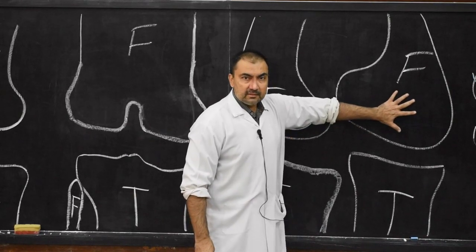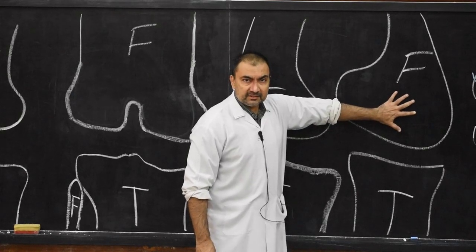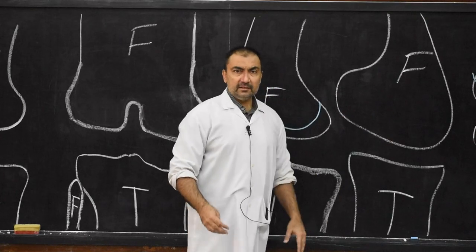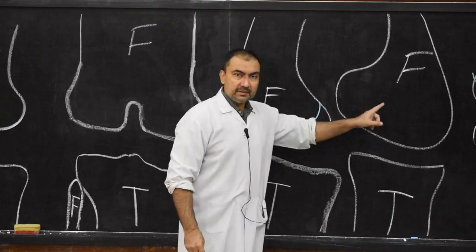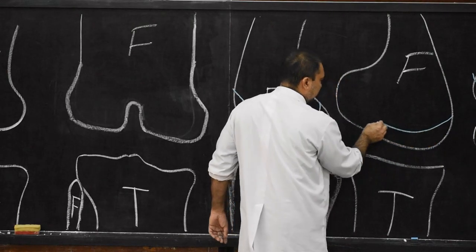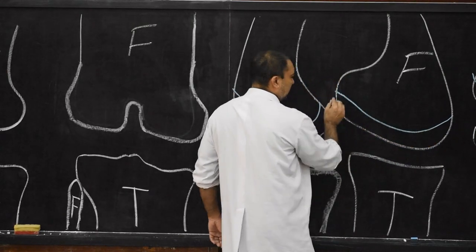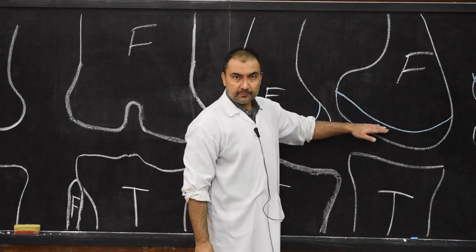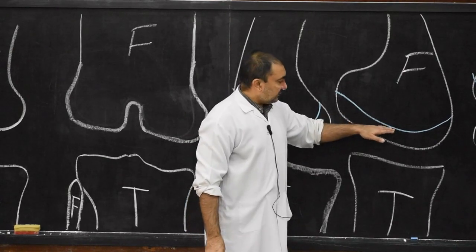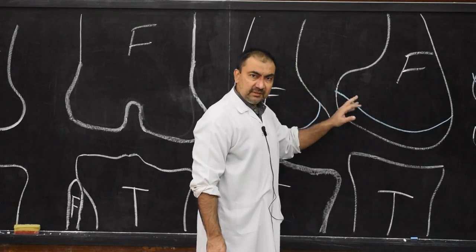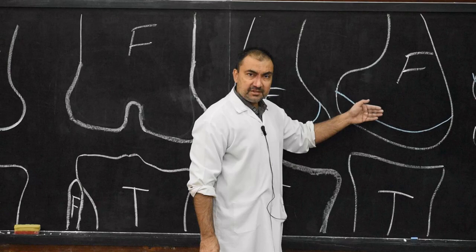Laterally, on the lateral surface of the lateral condyle. So this is the lateral condyle, lateral surface. On the lateral surface of the lateral condyle, same as medial, here also this will be attached 1 centimeter above the articular margin. And it will cover the lateral surface of the lateral condyle around 1 centimeter above the articular margin.